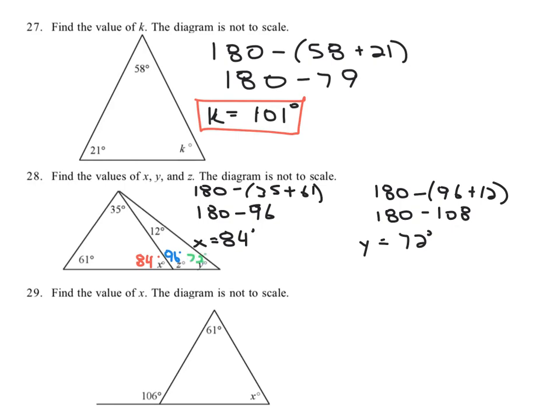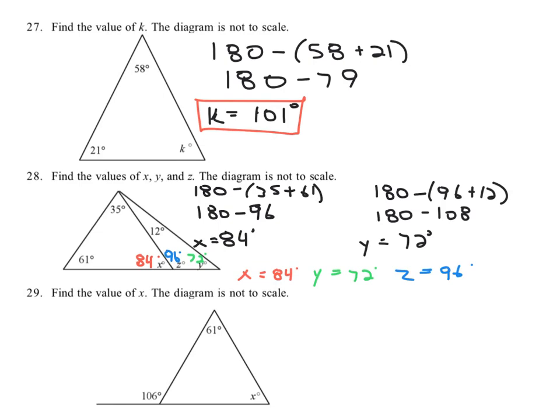72 degrees. Okay, so if I wanted to write it at the bottom, or right here, let's say x equals 84 degrees, y equals 72 degrees, and z equals 96 degrees.